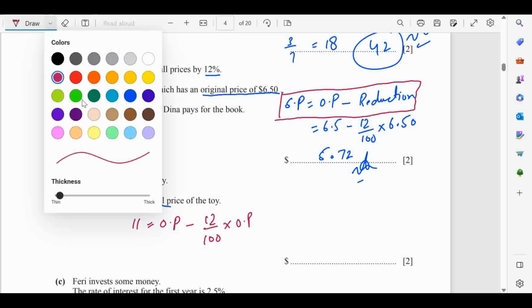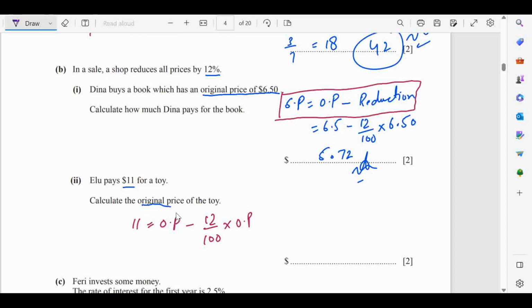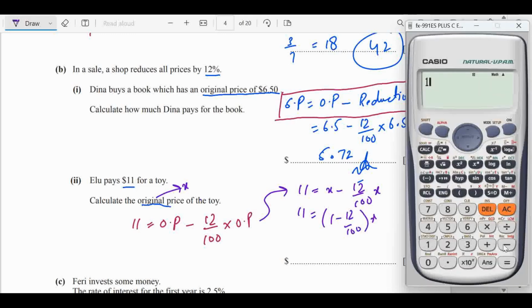Okay, let's replace this original price with X. If we can write it in the form of an equation, it would be easier. So X minus 12 by 100 X. From here we can take X as common. So 11 is equal to 1 minus 12 by 100 into X. So 1 minus 12 by 100, this will be equal to 0.88.